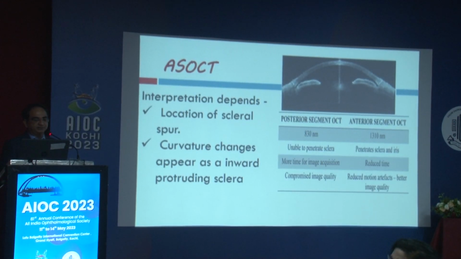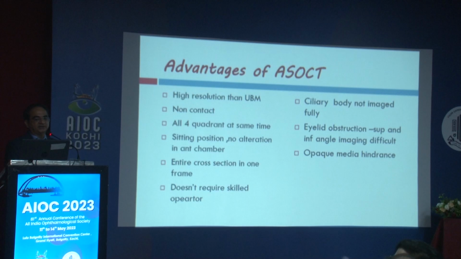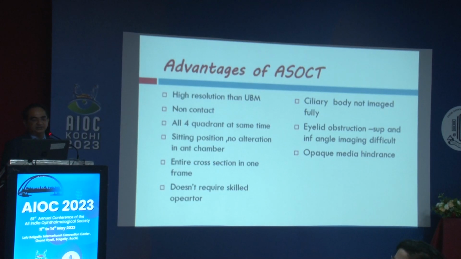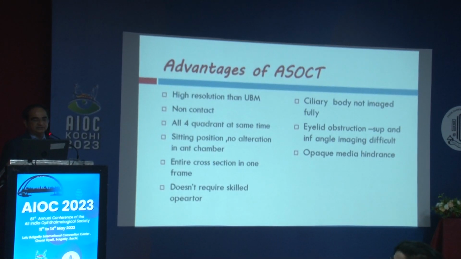Its interpretation depends on the location of the scleral spur, and curvature change appears as an inward protruding sclera. But it will give 45% false positives. We still need to do a gonioscopy. The advantages of ASOCT are high resolution, non-contact method, all 4 quadrants at the same time, sitting position, entire cross section in one frame. The ciliary body is not imaged fully. This is the limitation. Eyelid obstruction.